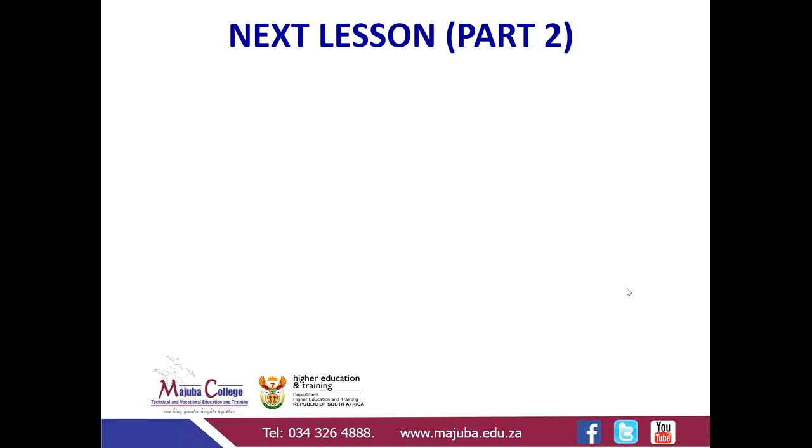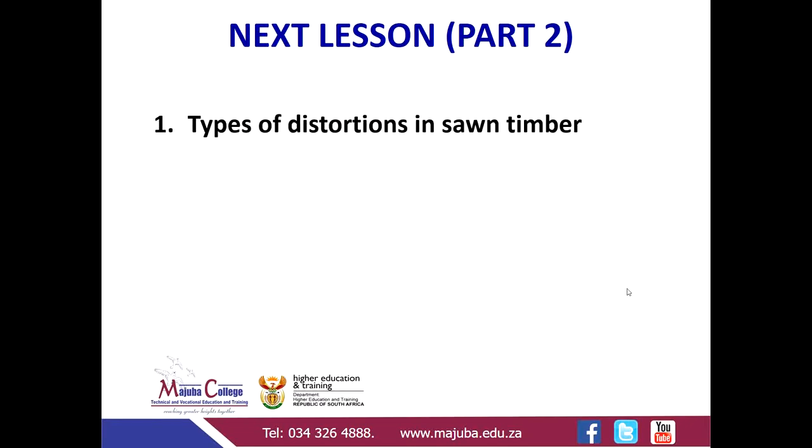Okay, that brings us to the end of our first lesson, which is part one of this unit. The next time when we meet, we will discuss the types of distortion in sawing timber. Meaning, when we saw timber, it doesn't mean our timber will always be straight. It might change in shape. We need to understand the causes of that.